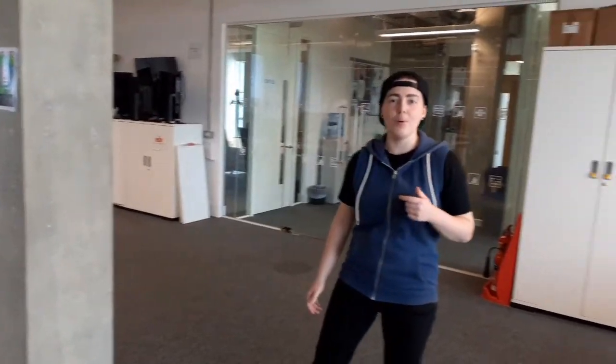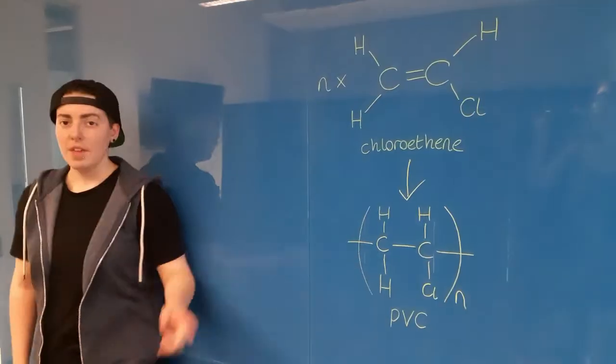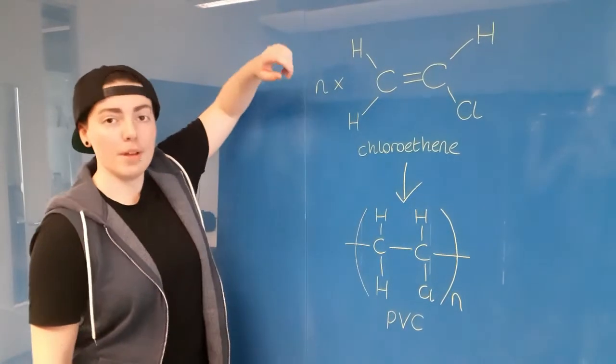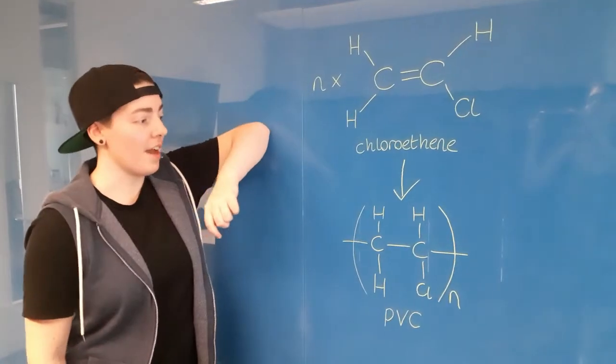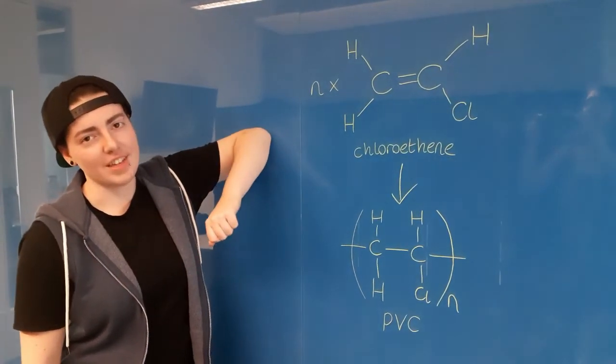But in order to understand plasticizers, we first need to understand a really important property of polymers called their glass transition temperature. So let's get into it. Polymers are a type of macromolecule made from repeating units called monomers bonded together. A really common example is PVC, or polyvinyl chloride. As you can see in this reaction diagram, many chloroethene molecules react together to form a long-chain polymer. This long-chain polymer is PVC.